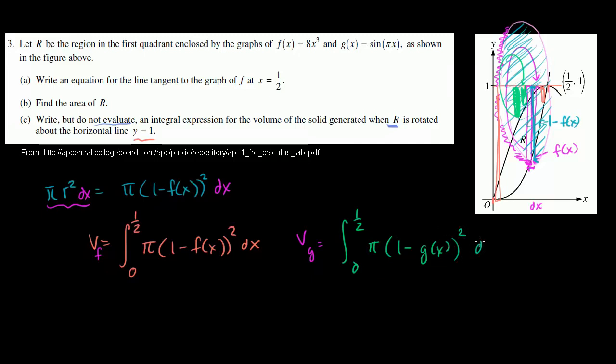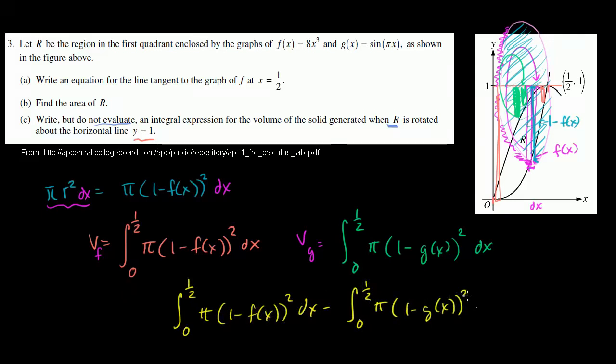dx. And so the volume of what they're asking us, the volume of the solid generated when r is rotated, well, r is the space in between f of x and g of x. So the volume is going to be the difference between these volumes. This is the outer volume, and we're going to take out its hollow core. We're going to hollow it out by subtracting out this volume. So the volume of that region is going to be the integral from 0 to 1/2 of pi times 1 minus f of x squared dx minus the integral from 0 to 1/2 of pi times 1 minus g of x squared dx.